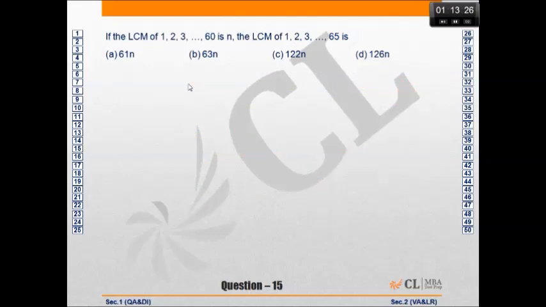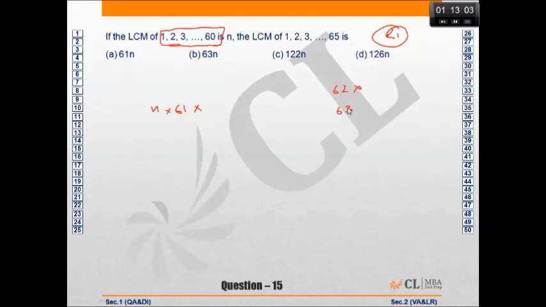The LCM of 1, 2, 3 up to 60 is n. Then what is the LCM of 1, 2, 3 up to 65? Round 1 question, simple number question. Up to 60 has been covered, so we need to look at the numbers beyond 60. 61 is prime. 62 is 2 into 31, already taken care of.